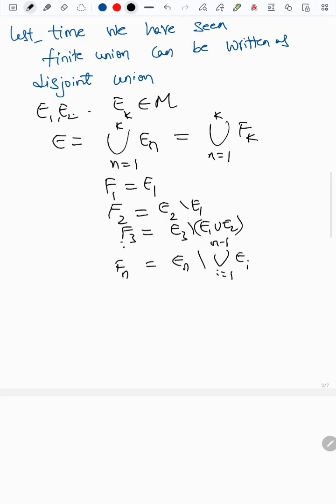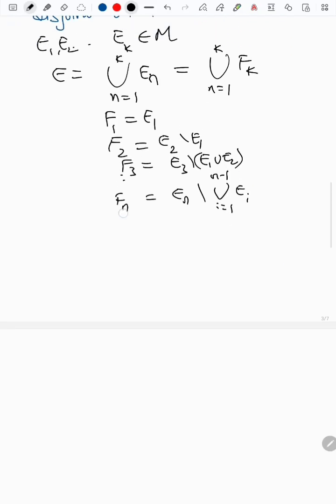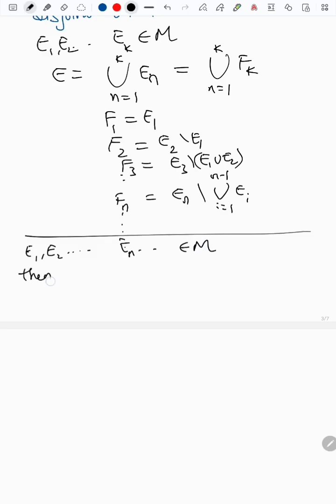We can also do it for countable sets, by continuing this process. If you have a countable union, suppose E1, E2, and so on, En, and so on belong to M, then if you take E equal to the union of En, n equal to 1 to infinity, it is equal to the union of Fn, where the Fn's were constructed like this. So this is a disjoint union, n equal to 1 to infinity. For the time being we just make the disjoint union.